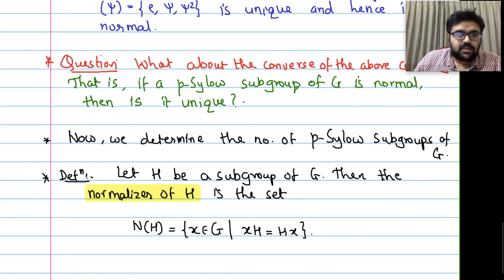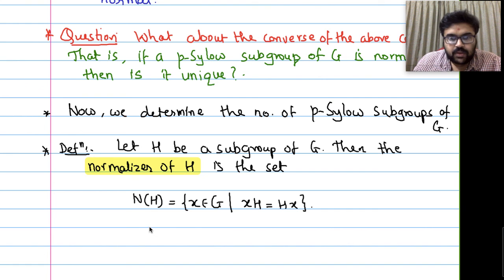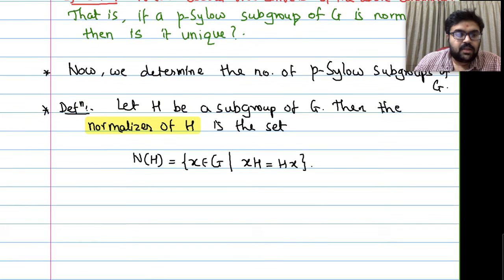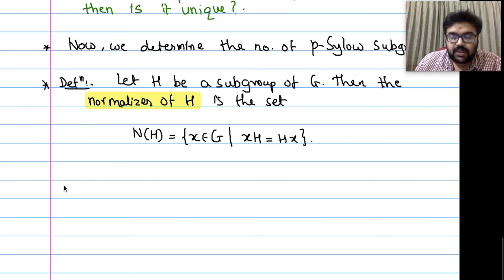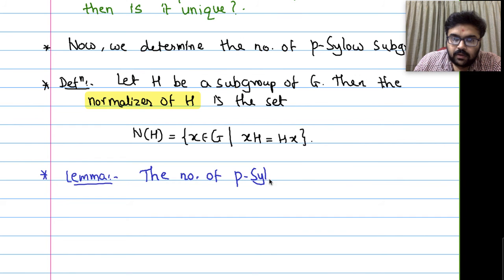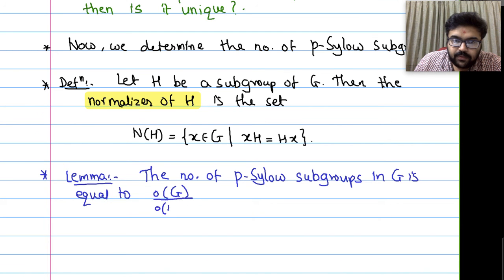If it is not normal, then it may be a proper subgroup. Okay, so normalizer we have defined, and now let us state the number of p-Sylow subgroups in G. So this lemma gives the exact number of p-Sylow subgroups in G. So, lemma: the number of p-Sylow subgroups in G is equal to exactly this, order of G upon order of N(P). What is N(P)? It is the normalizer of P.